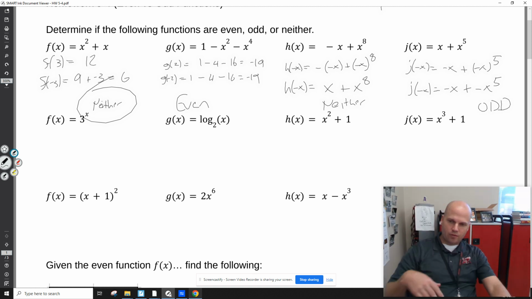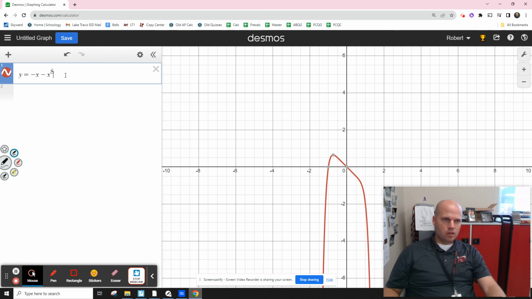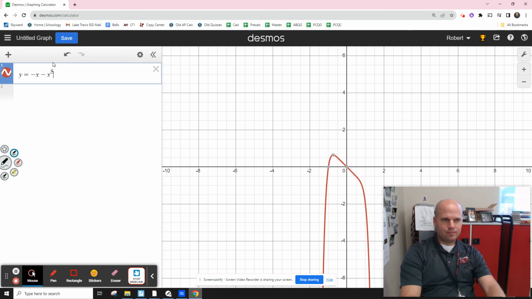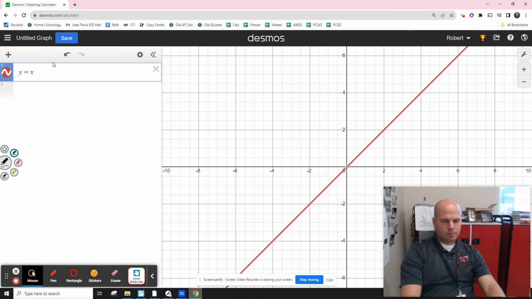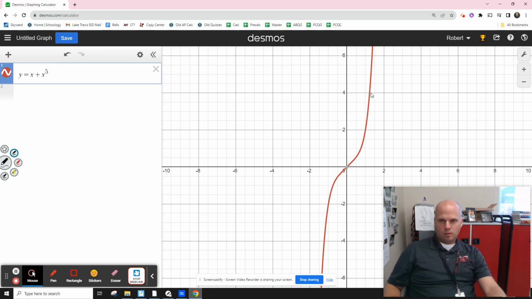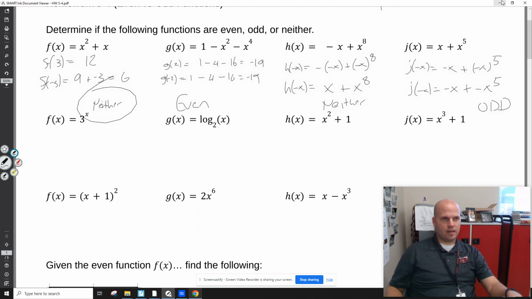Odd function's kind of a 180-degree rotation, a reflection over the y and x-axis. I look at x plus x to the 5th. I see that point and reflective point to this value, like 1, 2, negative 1, negative 2. That's an odd function. Use numbers if you're not sure.